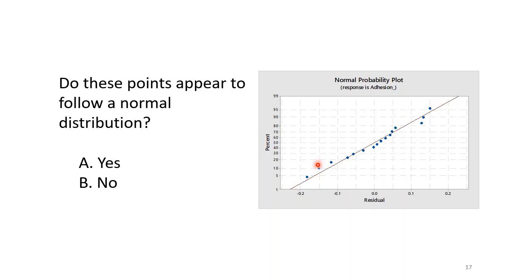We can see here the residuals approximately follow a straight line, which means that the residuals are from a normally distributed population.